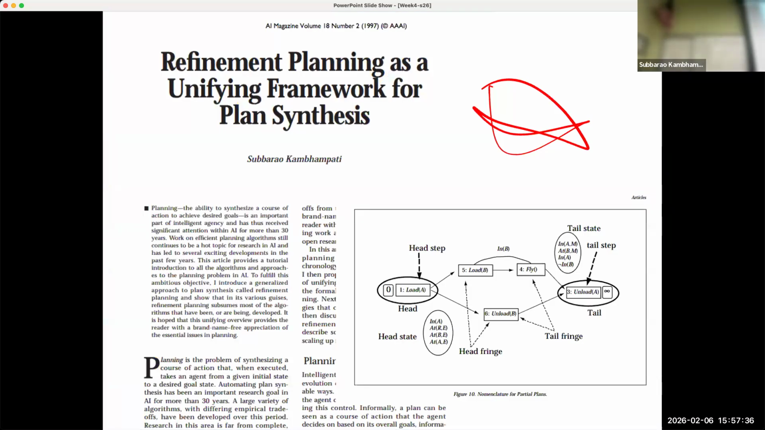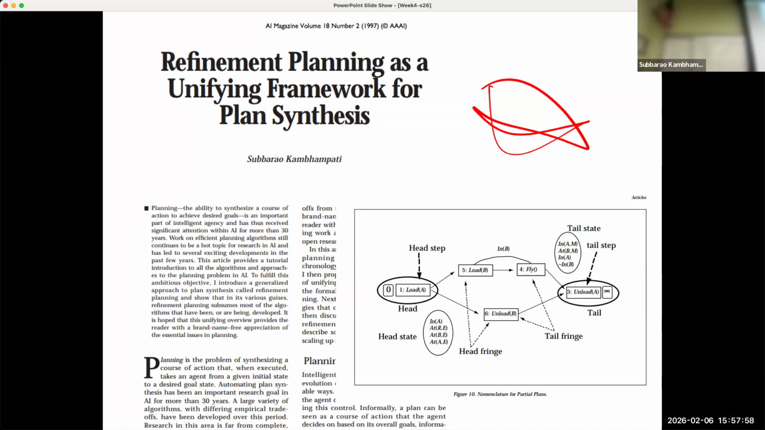In fact, back in '96, I gave an invited talk at AAAI about this stuff, and then I wrote that in the AI magazine. There are also actual papers written. This one is a tutorial that I will send to you. Refinement planning as a unifying framework for planning. And I can spend a lot of time describing this stuff, but I'm just giving you the reason to think about it.